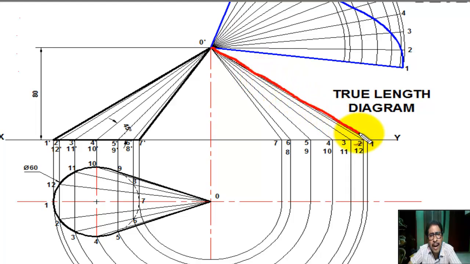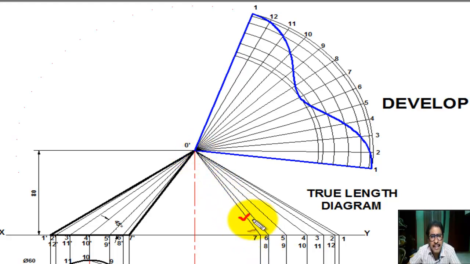Now join O dash and 1. Join O dash and 2 and 12. Join O dash and 3 and 11. Join O dash and 4 and 10. Join O dash and 5 and 9. Join O dash and 6 and 8. Join O dash and 7. Okay.